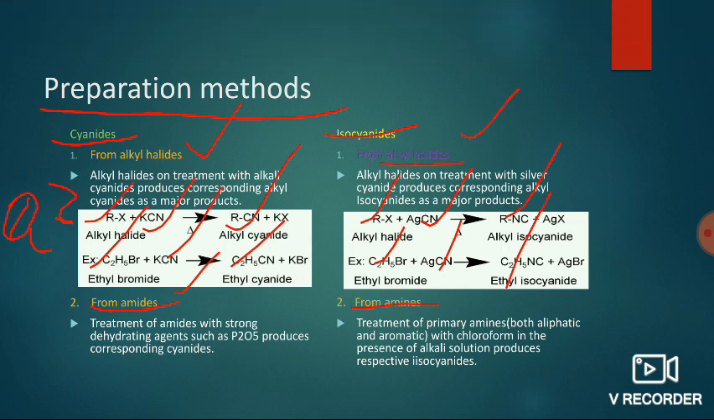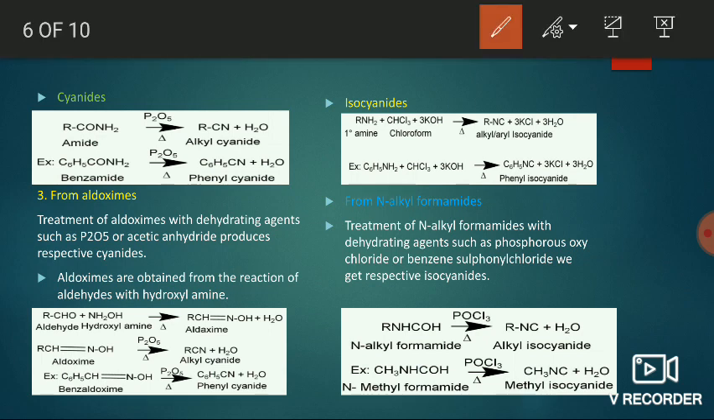Okay, fine. Next, the preparation of cyanides by using amides. In the last slide, I explained the preparation of cyanides by using amides, that is dehydration of amides by using dehydrating agents such as phosphorus pentoxide or acetic anhydride. We get corresponding cyanides. If you observe the reaction, it is an amide, general formula RCONH2. If you treat amide with dehydrating agents such as phosphorus pentoxide, P2O5, then we get RCN, alkyl cyanide. If you take an example, C6H5CONH2 is benzamide. Treatment of benzamide with phosphorus pentoxide, we get benzonitrile, or according to common system, it is phenyl cyanide.